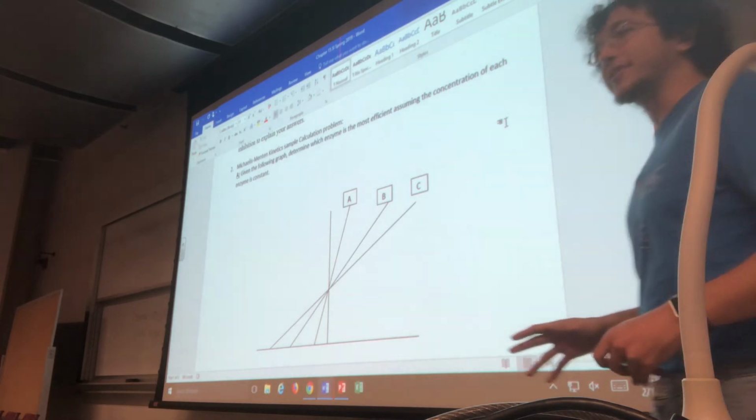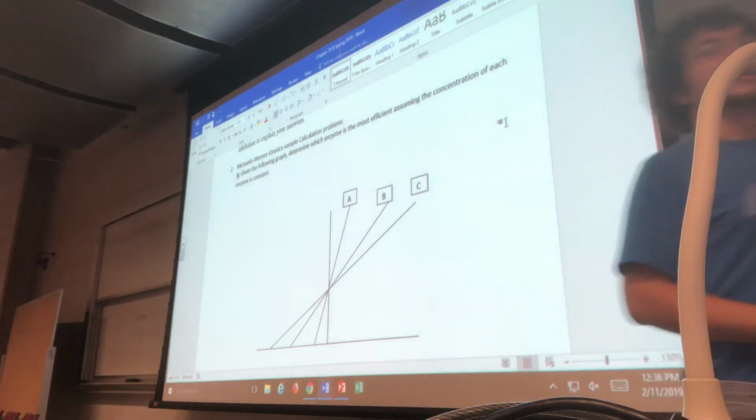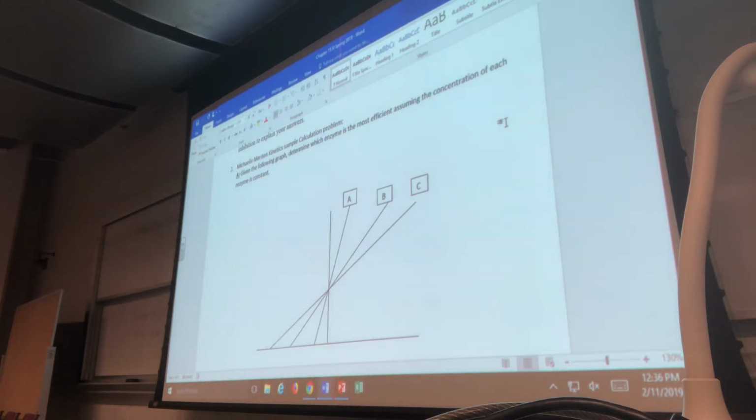Raise your hand if you say competitive. Raise your hand if you say non-competitive. The answer is that it is a competitive inhibitor. It is affecting Km. And again, you can review your notes. I'll say why. This represents the addition of a competitive inhibitor. Let's pretend C was the regular enzyme, but A and B was adding different amounts of a competitive inhibitor.